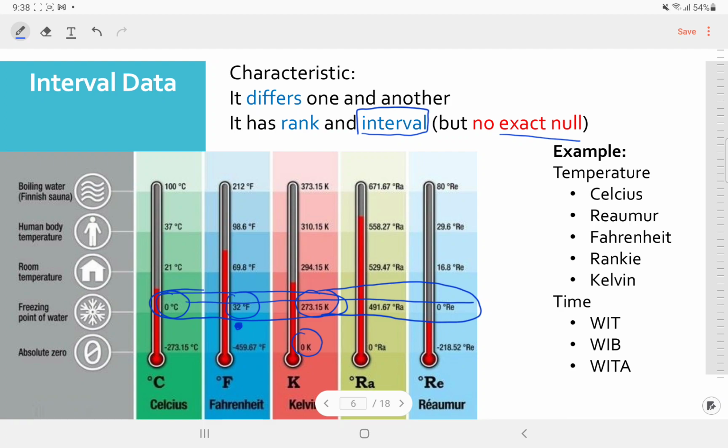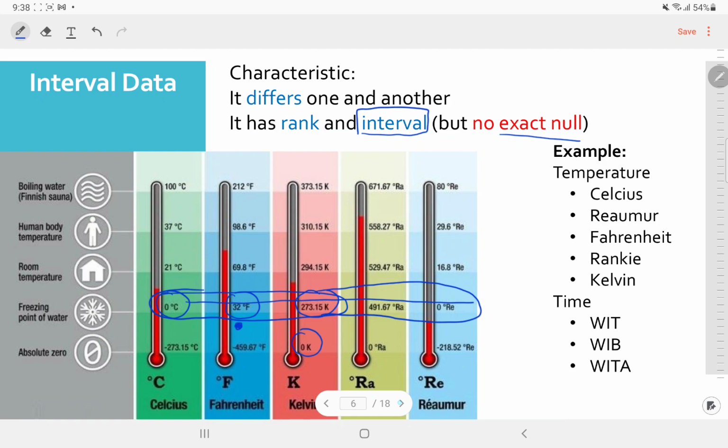We can also have other examples of that, like the time. We have Eastern time, like in Papua, Central time, like in Nusa Tenggara in Indonesia, and also Western time, like in Java, and also Central time, like in Bali. So all of them are also interval data.